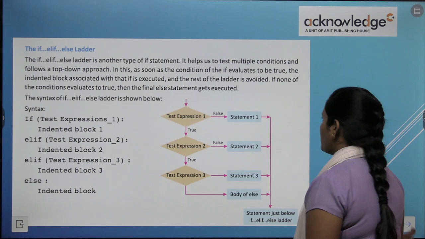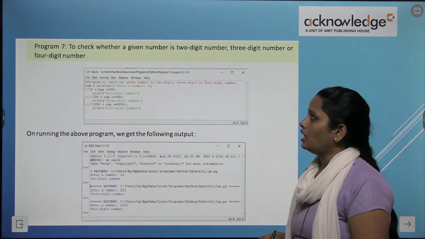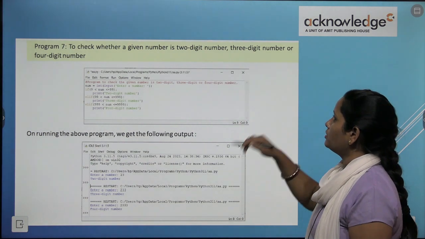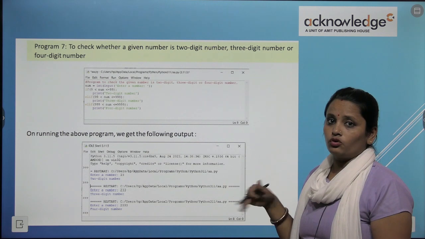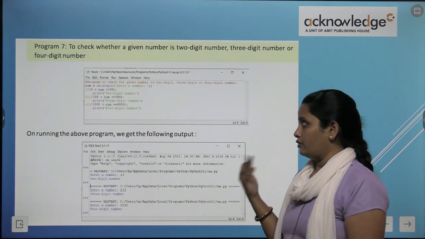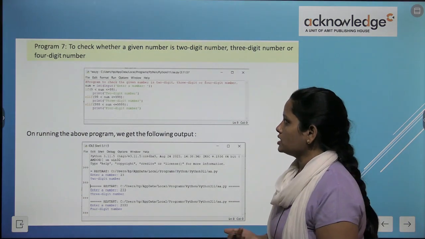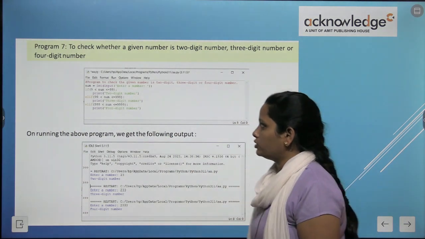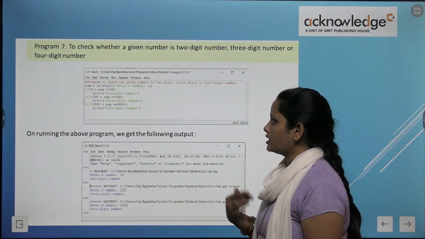Now let's come to the example. Here we have to check whether a given number is 2-digit number, 3-digit number or 4-digit number. हमें पता करना है कि जो नंबर दिया गया है वो 2 डिजिट का है, 3 डिजिट का या 4 डिजिट का है. सो यह 99 है तो 2 डिजिट का है, 999 है तो 3 डिजिट का है और 4 times 9 है तो 4 डिजिट का है. तो हमें ऐसे पता करना है.